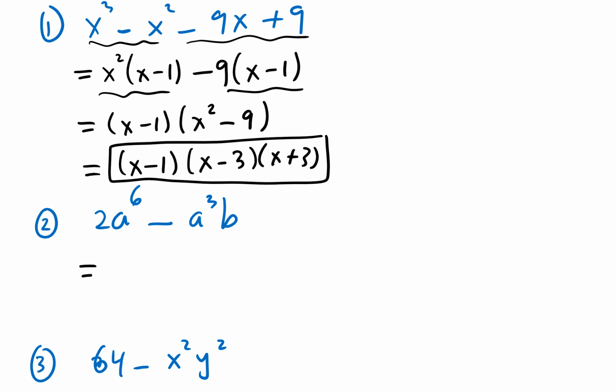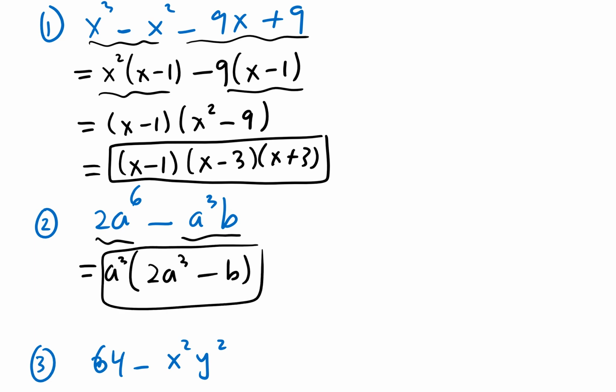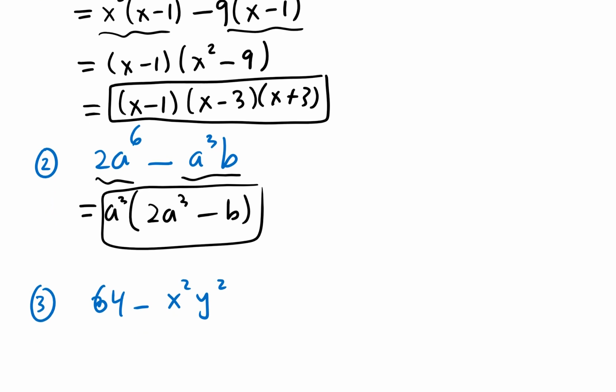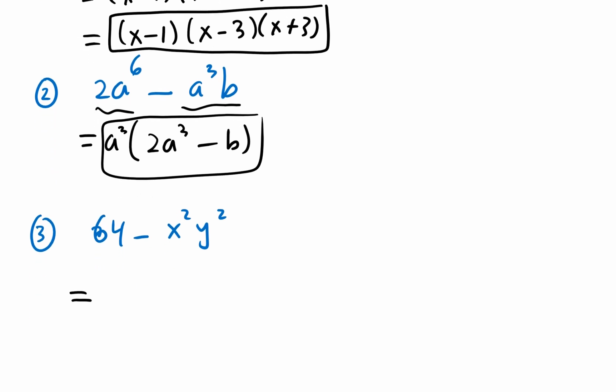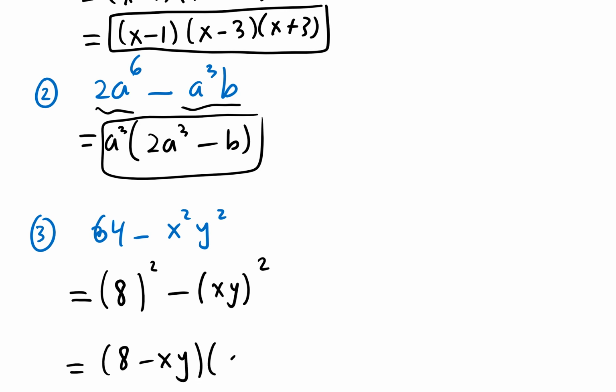For the next one, what is common among these two? It's a to the third. That'll leave 2a to the third minus b. That's it. This one can be written as something squared minus something else squared, which is 8 and xy. So 8 minus xy times 8 plus xy.